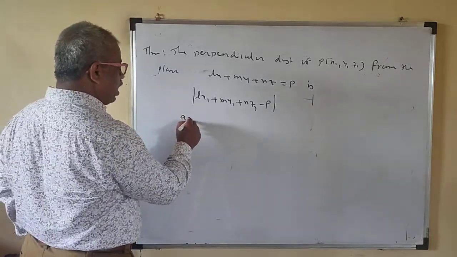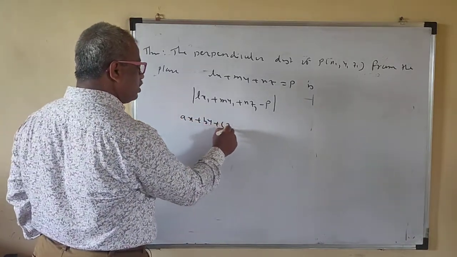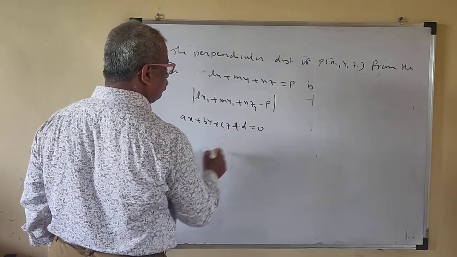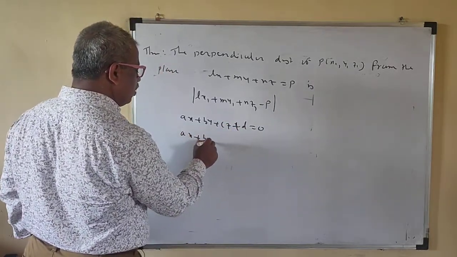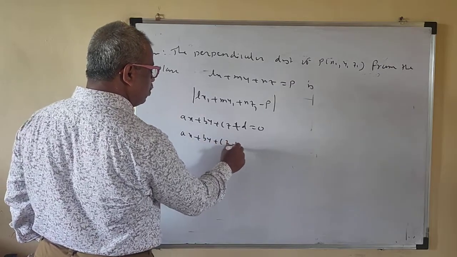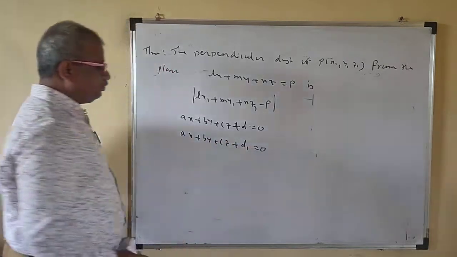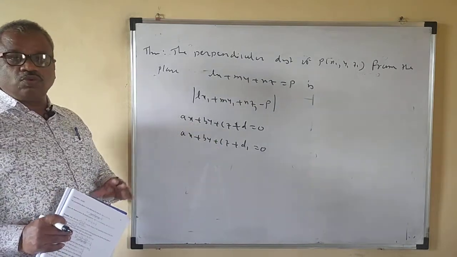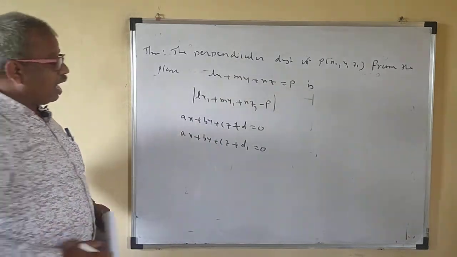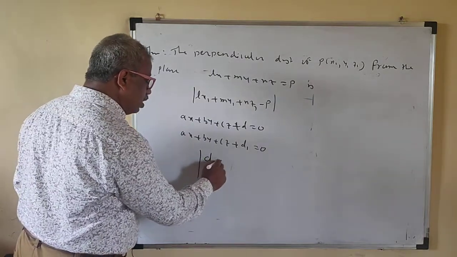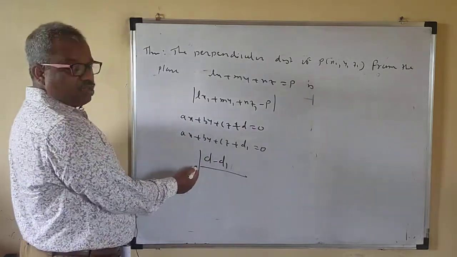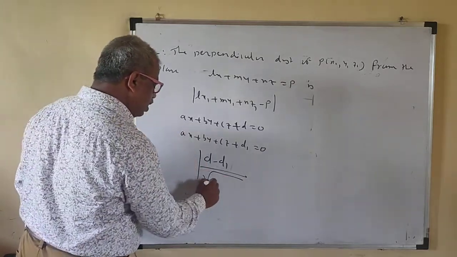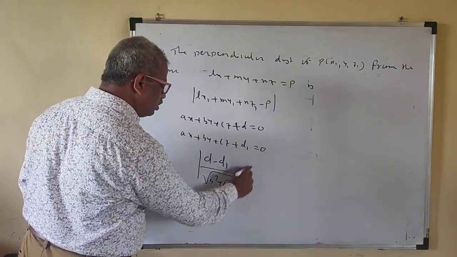Suppose this is the plane ax plus by plus cz plus d is equal to 0, and ax plus by plus cz plus d1 is equal to 0. Now see, these two planes differ by a constant only. That means these two planes are parallel planes. And the distance between parallel planes is mod of d minus d1; you can write d1 minus d also, it doesn't matter; divided by the root of a square plus b square plus c square.